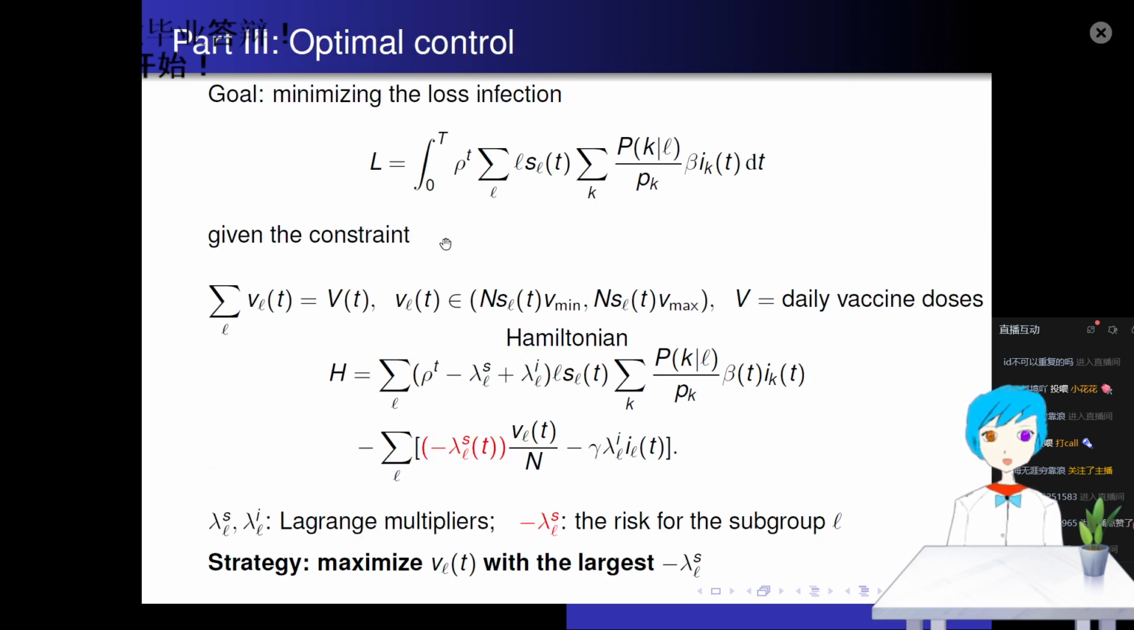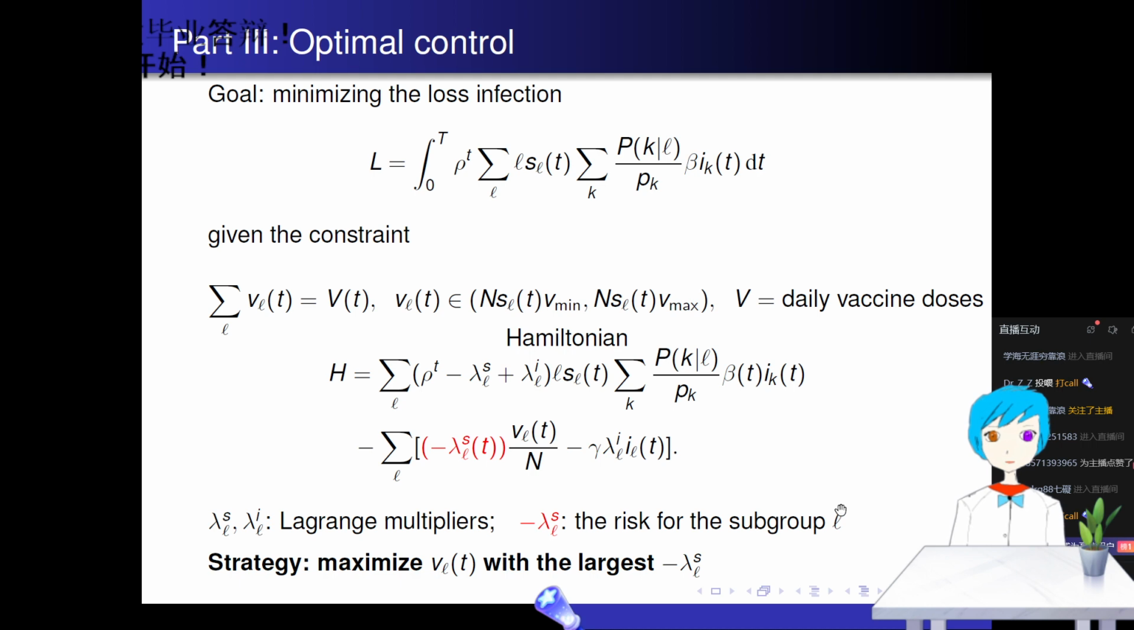Our goal is to also minimize the loss function, which is the infections at time t multiplied by the discount factor. In order to minimize this L, equivalently, we are to minimize this Hamiltonian. Here, the risk is marked by the red term. Our strategy is also to maximize the vaccines given to the subpopulation with degree L with the largest risk.